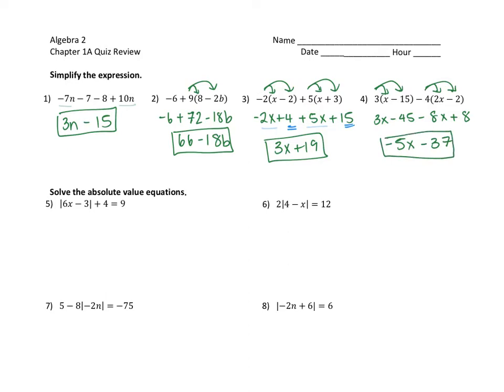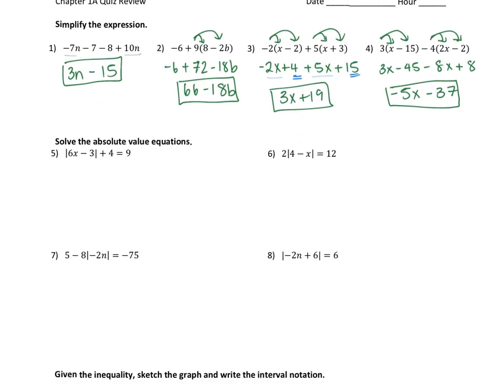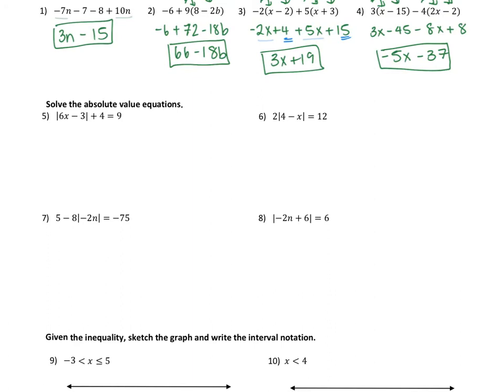All right, so that was for simplifying expressions. Let's take a look at absolute value equations. When you're solving absolute value equations, the first thing you need to do is make sure that the absolute value is by itself. Notice how this absolute value is not by itself. Outside of the absolute value, there's a +4. So we need to remove that first before we do our split.